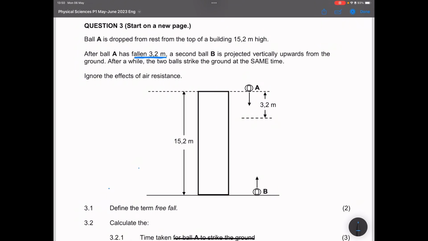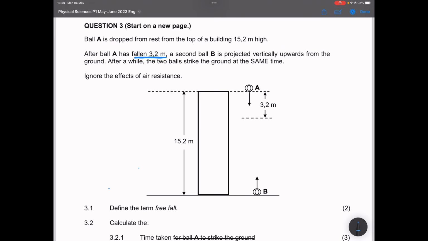The first thing that they ask us there is to define the term free fall. Remember that free fall is the motion of an object under the influence of gravitational force only. Please don't forget that operative word, only.